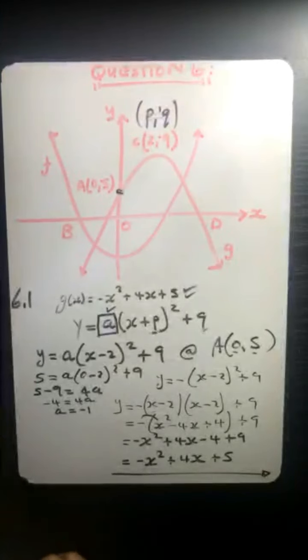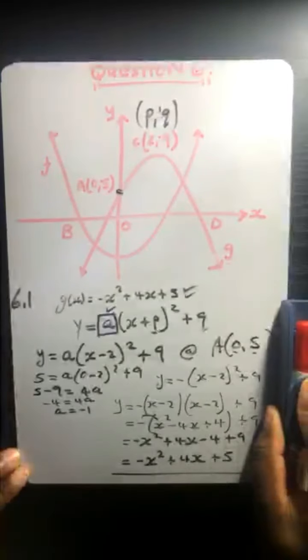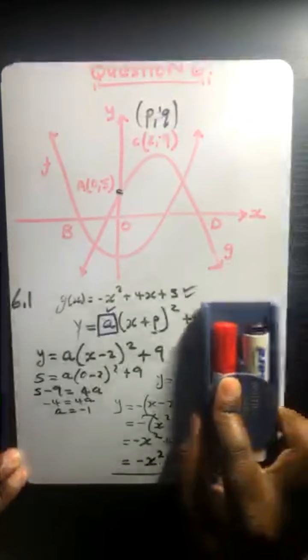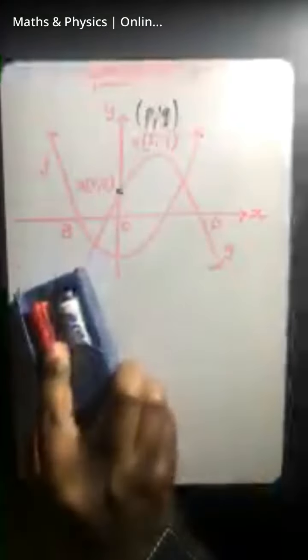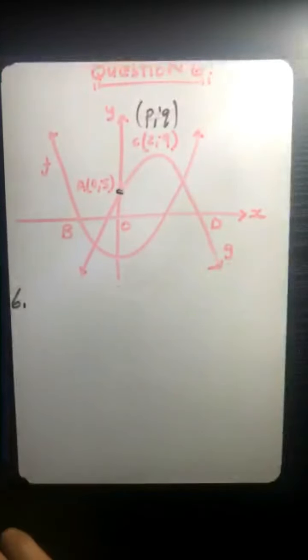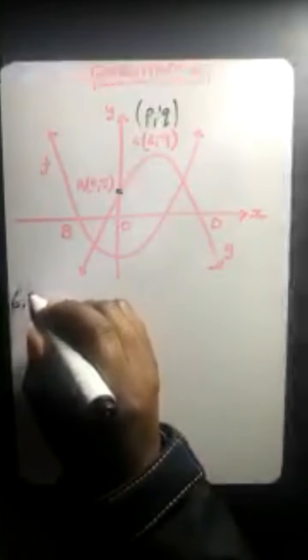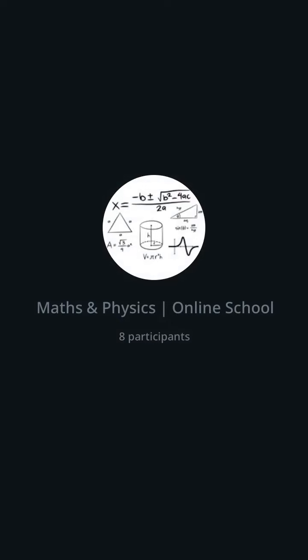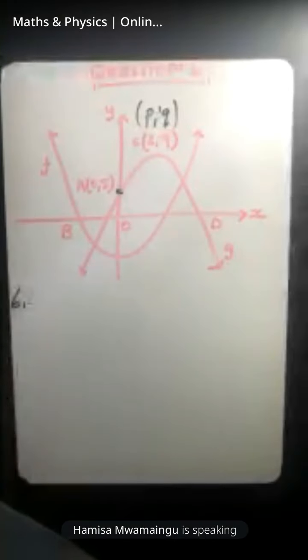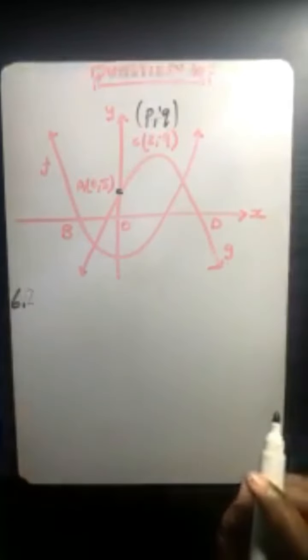So let me remove all of that as we move on to the next question. By so doing, that's how you score yourself, I think it's 4 marks. Yes. Can someone read for us the second question? Calculate the average gradient of G between A and C. The average gradient.